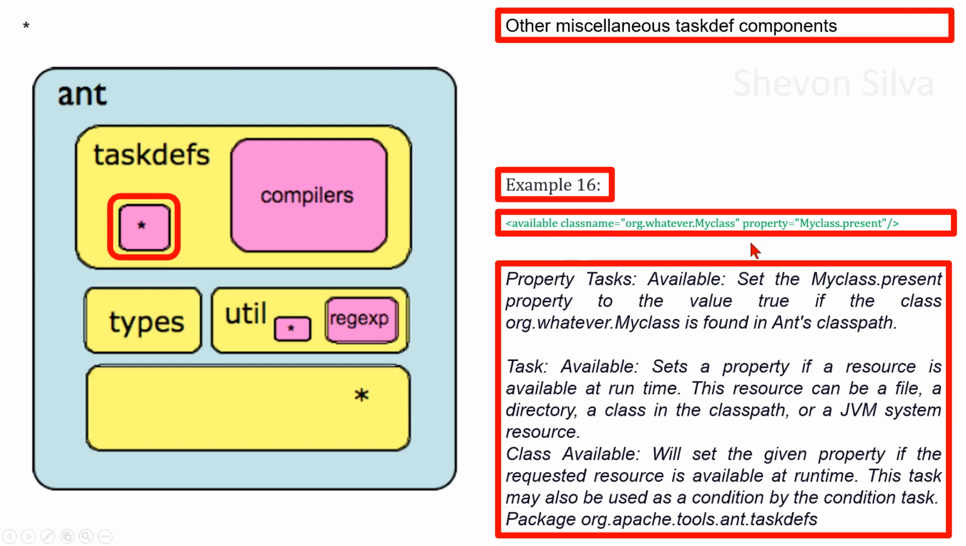This resource can be a file, a directory, a class in a class path, or a JVM system resource. With regard to the API, the class available will set the given property if the requested resource is available at runtime. This task may also be used as a condition by the condition task. This is in the package org.apache.tools.ant.taskdefs.